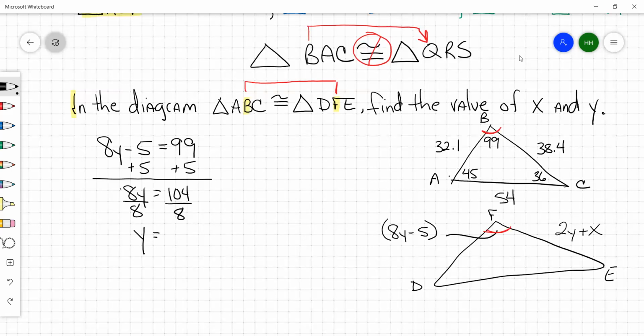Thank you. Y'all should have a calculator out on your desk when you're taking notes and doing practice problems and all this other stuff. So we got y equal to 13. Y is equal to 13.